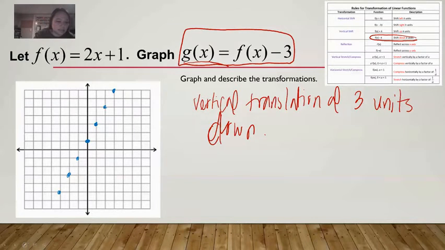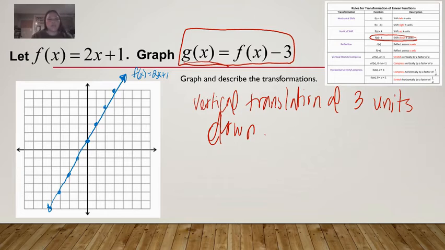Oopsie. I can't use a line tool, so I'm going to try my best to draw a straight line there. Make sure you draw your arrowheads. Now my blue line represents f of x. That's the equation, f of x equals 2x plus 1.